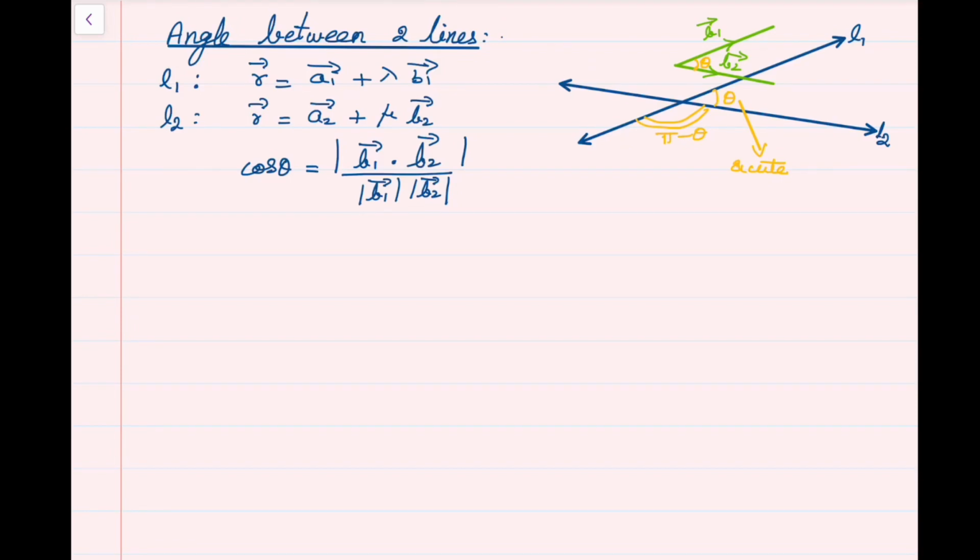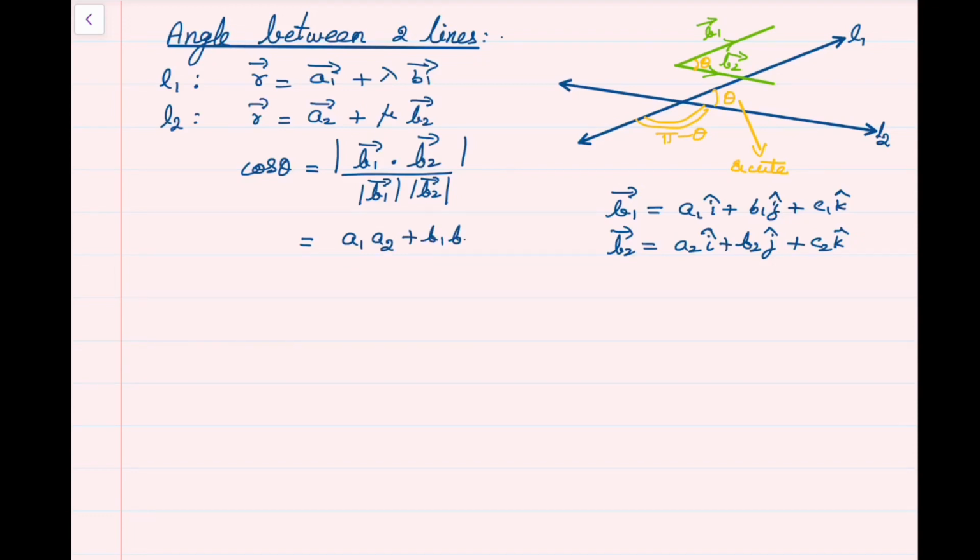Let us take vector b1 as a1 i cap plus b1 j cap plus c1 k cap, and vector b2 as a2 i cap plus b2 j cap plus c2 k cap. Don't get confused with this b2 vector and the component b2, it doesn't matter. Let us find the dot product. We multiply the corresponding components of i, j, k. You should not write i, j, k in dot product, it is a scalar quantity. Therefore, we get a1 a2 plus b1 b2 plus c1 c2.